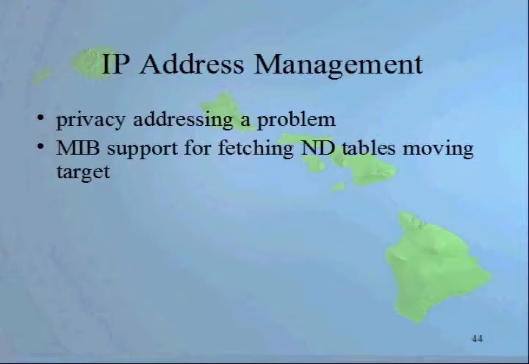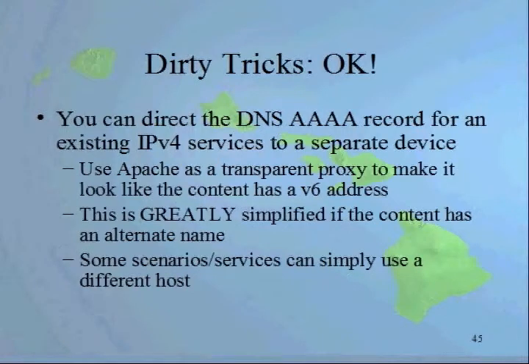Dirty tricks are okay. You can direct the DNS quad A record for an existing IPv4 service to a separate device. So you have a service running on a machine that for whatever reason you cannot set up with IPv6. It's on a network that doesn't support it. It's too big and complicated, and you don't want to mess it up. It's important, mission critical. You can set up an Apache server with mod_proxy to make it look like the content that's on the v4 machine. The existing machine is actually coming from a v6 address, which is on a separate machine.